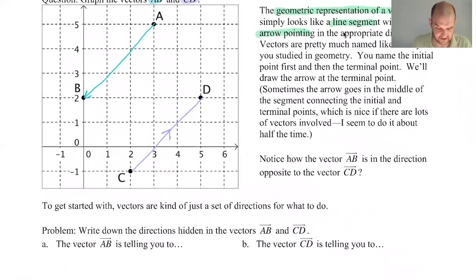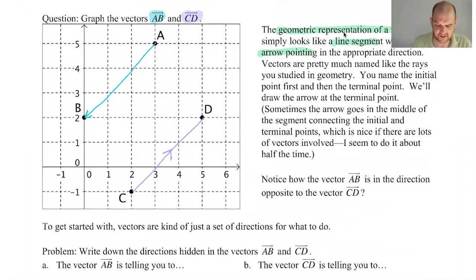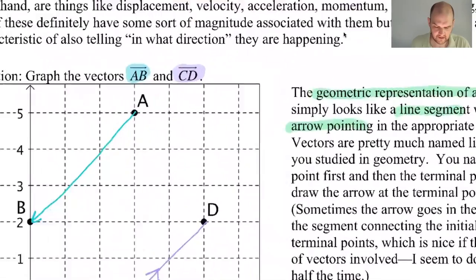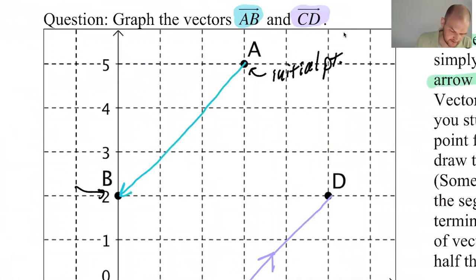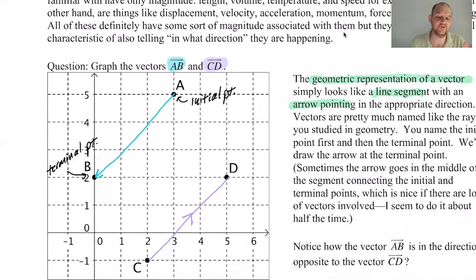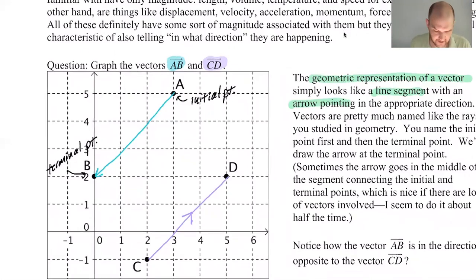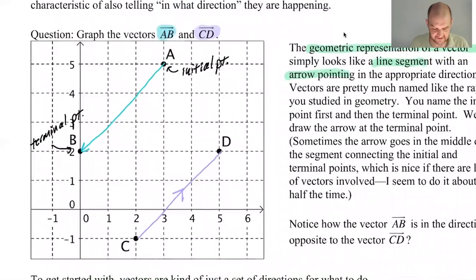So what is vector AB? That's how you would say it, vector AB, which is a vector that has its initial point, let me label that up, at A. This is its terminal point. So you have an initial point and a terminal point. And when you name it, you go from initial to terminal. It's the vector AB, and you put a little arrow on top, and you're good to go. So for CD, the initial point is C, the terminal point is D, and that's it.